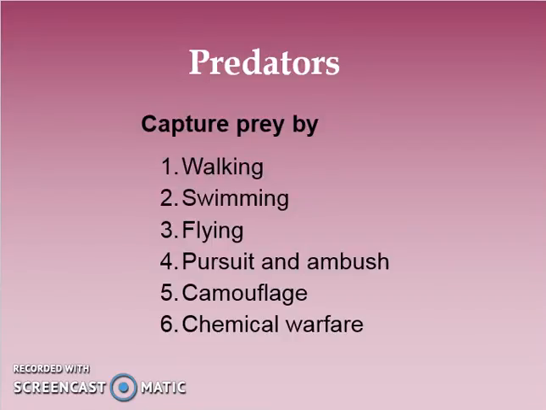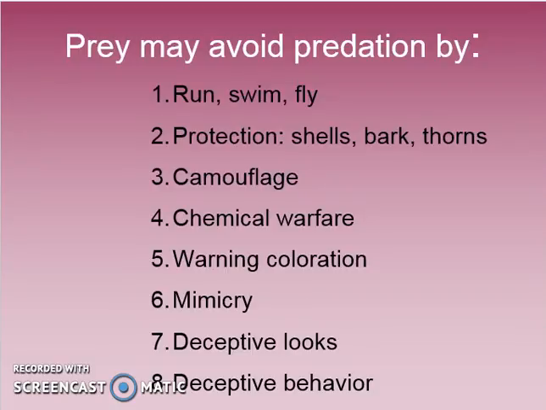Predators can capture prey by walking, swimming, flying, pursuit and ambush, camouflage, and chemical warfare. So they don't all have to hunt. Deer can just walk over and eat the bush. Prey may avoid predation by running, flying, having shells, barks, or horns, camouflage, chemical warfare, warning coloration, mimicry, deceptive behaviors, and deceptive looks. Plants will try to avoid predation by having thorns and bad taste and all kinds of things. So even plants have ways to try to avoid being predated.